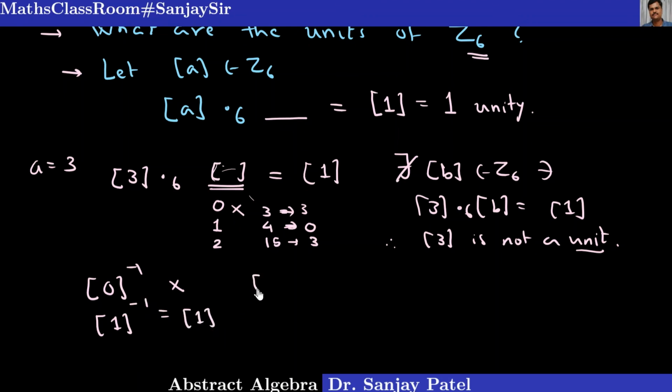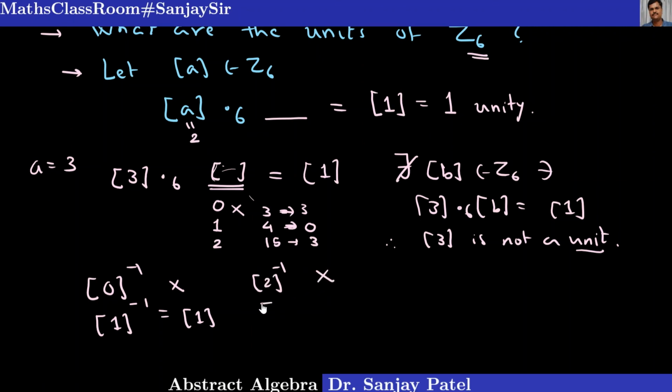Then class 2. Is 2 a unit? If I keep A equal to 2 here, can we get something so that 2 into something is equal to 1? Let us think orally. 2 1s are 2, no. 2 2s are 4, no. 2 3s are 6, which is 0, no. 2 4s are 8, 8 is equal to 2, no. 2 5s are 10, 10 is equal to 4 modulo 6. So there is no element such that class 2 into that element is equal to 1. So 2 has no inverse.